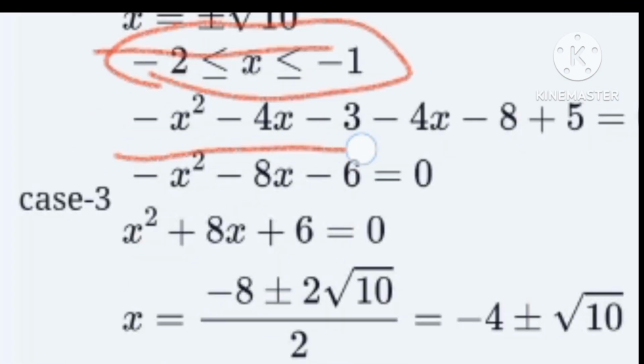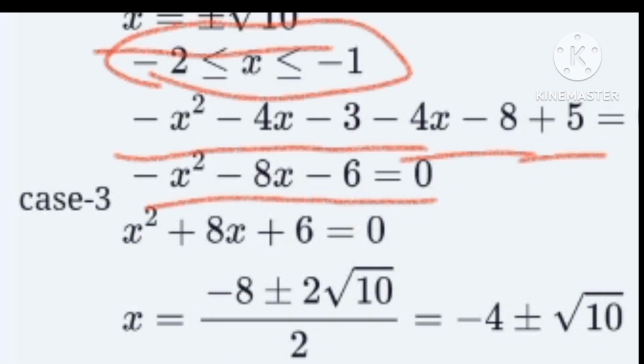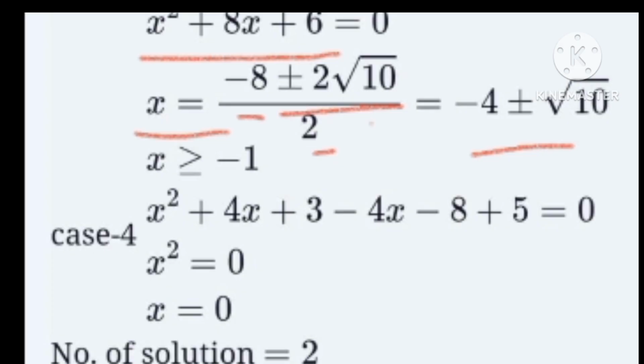Then minus x square minus 4x minus 3 minus 4x minus 8 plus 5 equal to 0. x square minus 8x minus 6 is equal to 0, and x square plus 8x plus 6 is equal to 0. x is equal to minus 8 plus or minus 2 root 10 by 2. That means minus 4 plus or minus root 10. So this is the another value.